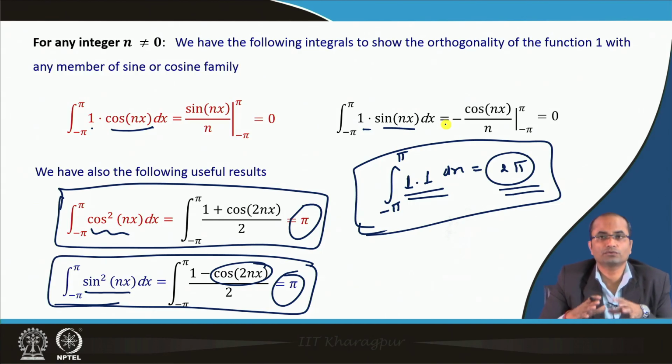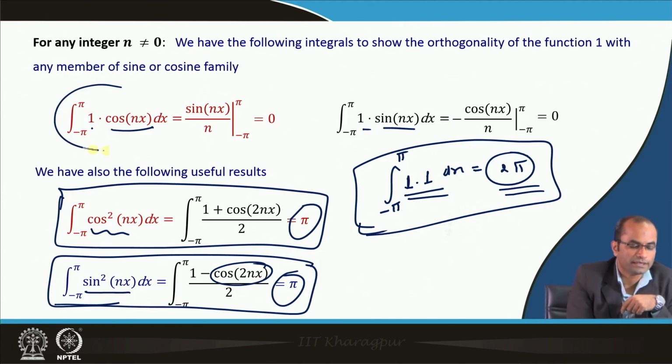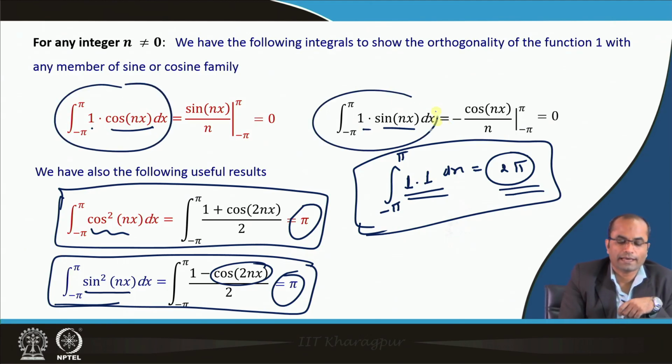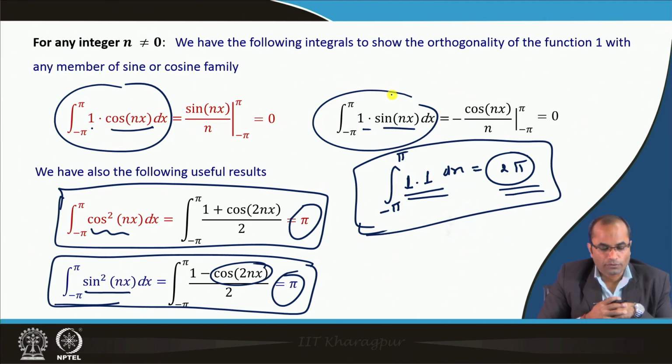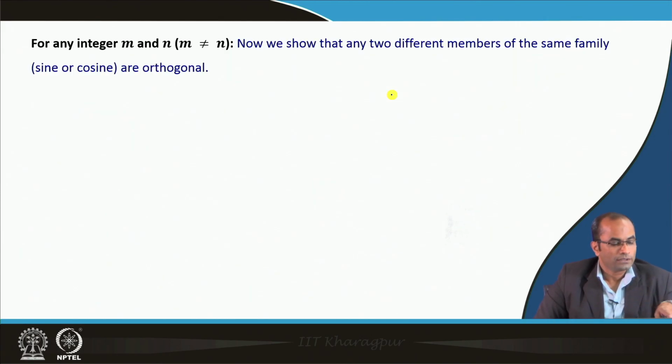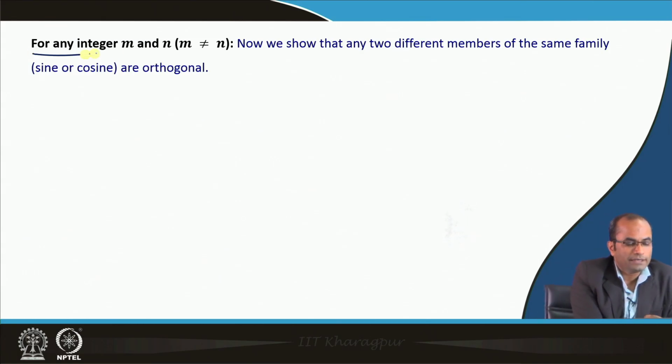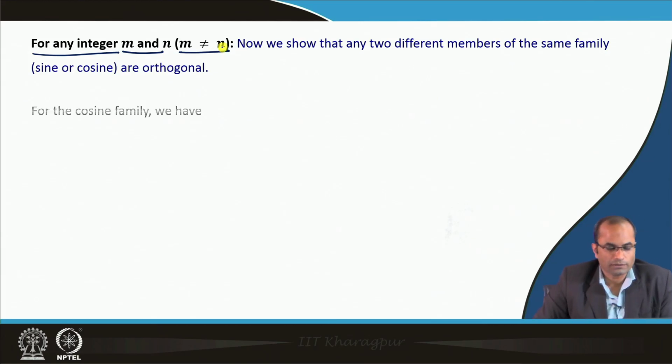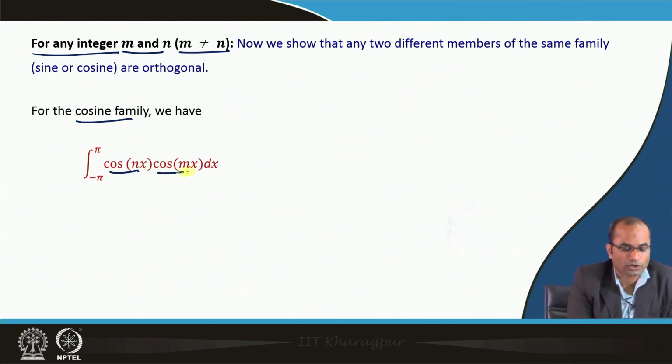Now something is left here to be proved, that any two different members of the family give 0. Here we have only proved that with the 1, if we take any other member from the system, it is 0. So, now we will continue this proof. We will take now for any integers m and n, when these two are not equal, first for the cosine family, cos nx and cos mx.